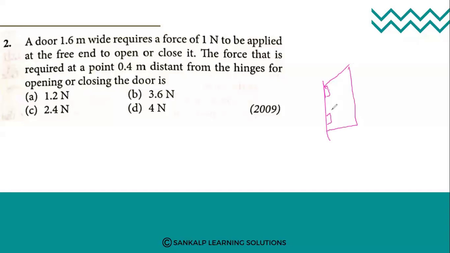So the total width is 1.6 meter. Now they are saying that the force is required at a point 0.4 meter distance from the hinges. From the fixed point, at 0.4 meter distance, from this point, to open the door or to close the door, how much force is required? Yes, try this.